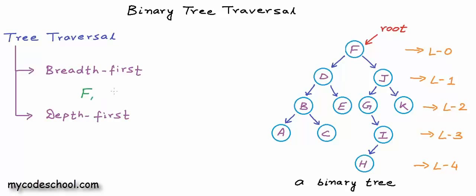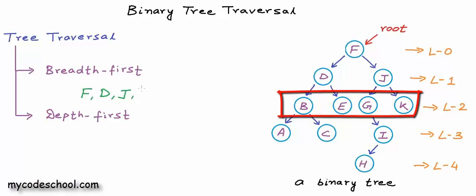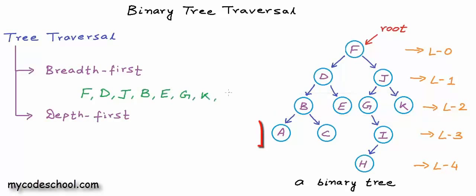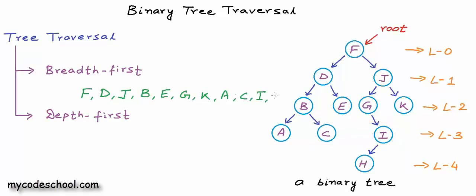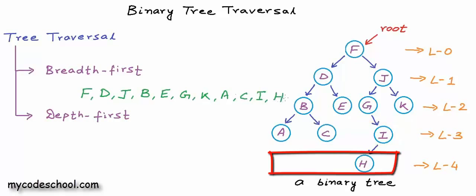Now I can go to level 1 and visit the nodes from left to right. So after F, we would visit D and then we would visit J. And now we are done with level 1. So we can go to level 2. We will go like B, then E, then G, and then K. And now we can go to level 3, A, C, and I, and finally I can go to level 4.